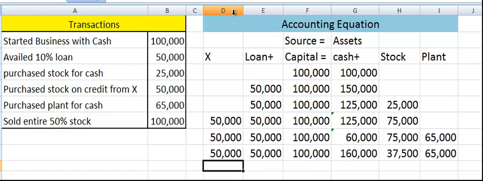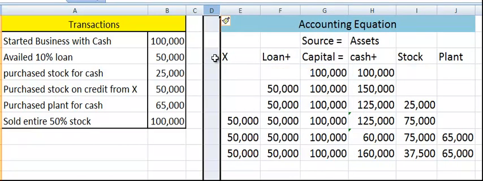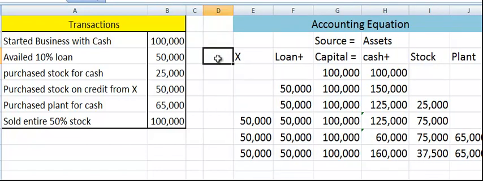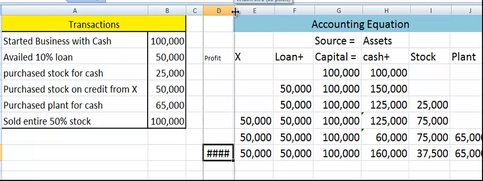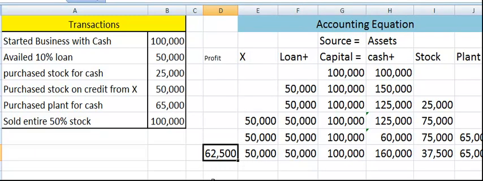So let me insert one more column, and let me call that the profit. Okay, so profit, and how much profit are you making? 100,000 minus 37,500. And let me increase the size of this. Okay, so 62,500 is the profit that you are making. Okay.